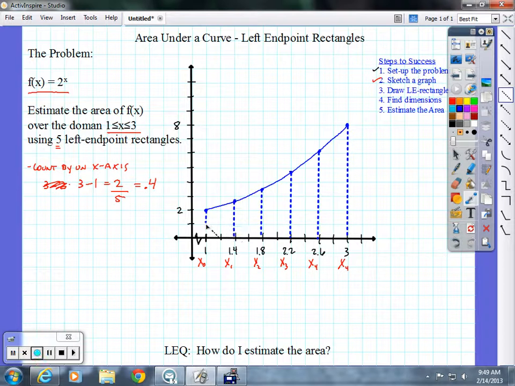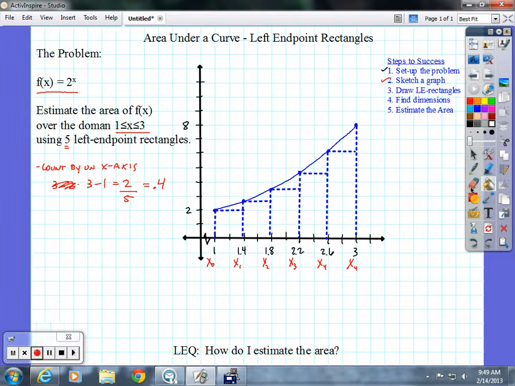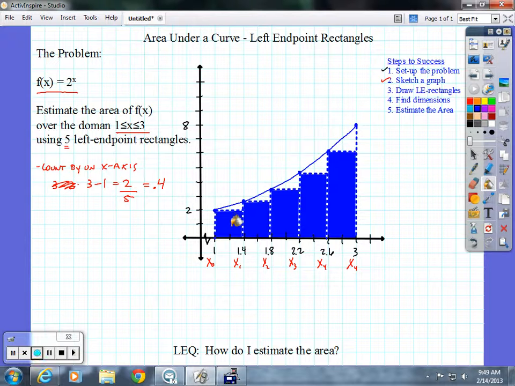And they're left rectangles, okay? We're using all left rectangles here at the beginning. So you're always starting at that left endpoint. That means the left corner of the rectangle is going to touch the y-axis, okay? I don't know if it'll let me shade these or not. We'll find out. Look at that. So there's my rectangles, okay? My left rectangles. All right, so draw left endpoint rectangles. We got that. Check.